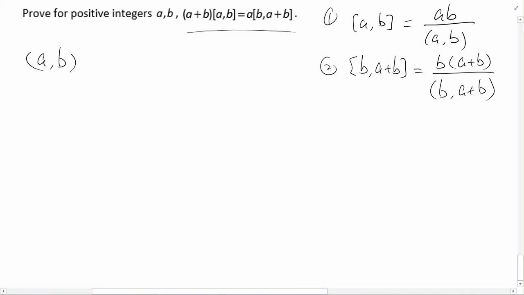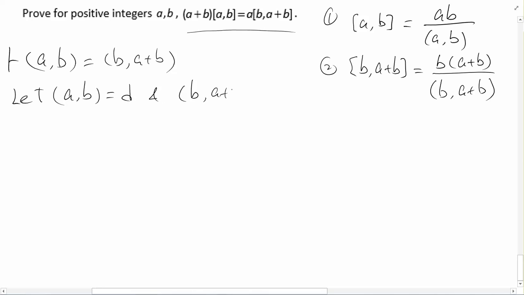the two denominators are the same, okay? The two greatest common divisors are the same to prove. These two greatest common divisors are the same. Okay, we may let the greatest common divisor of a and b be d, and the greatest common divisor of b and a plus b be e, okay?